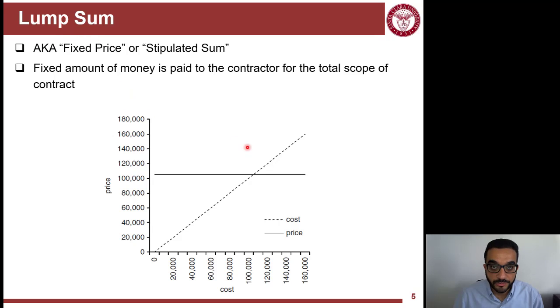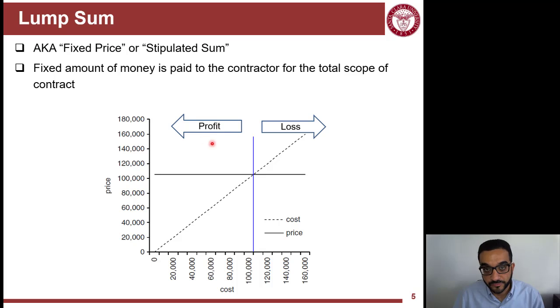In the case of the lump sum, it's a fixed amount. Regardless of how much this project costs the contractor to finish, they will always get paid this fixed amount. This means that there is a break-even point, before which there is profit. If the contractor manages to finish this project below the fixed price of the contract, they will make a profit. If the cost goes really south and goes above the stipulated sum, the contractor will be losing money.